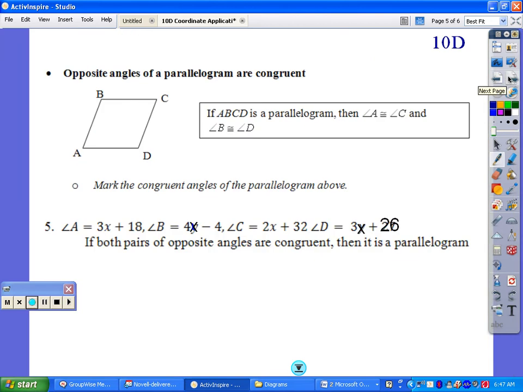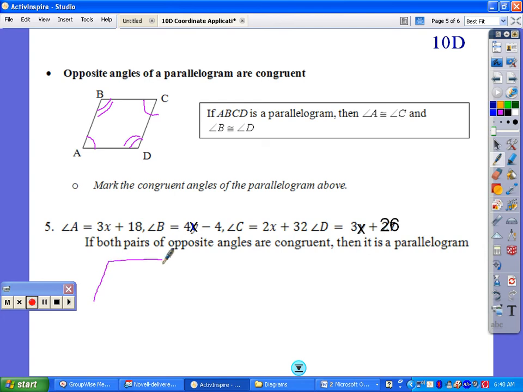Okay. And then the last method, opposite angles of a parallelogram are congruent. We won't be given points. We'll instead be given expressions for each angle, and then we have to find the value of x. So we know that for opposite angles, angle A would be congruent to C, and B is congruent to D. So we need to see if this is a parallelogram, and we have the 4 angles in the parallelogram.